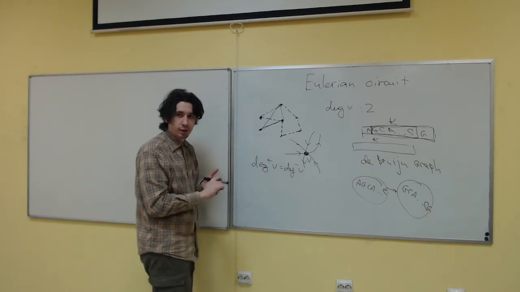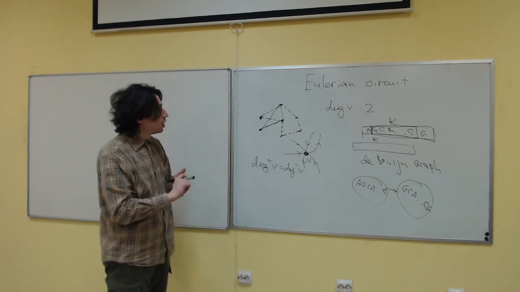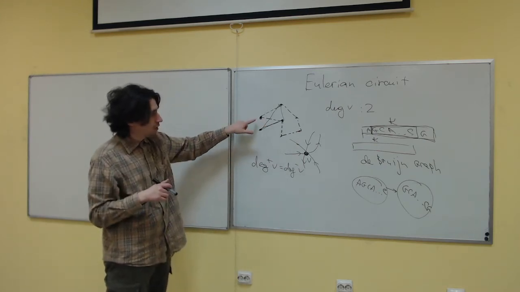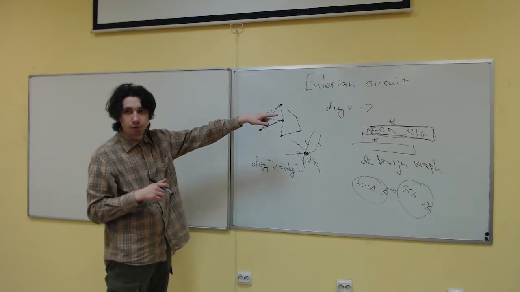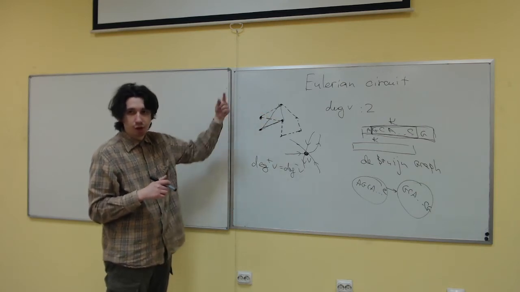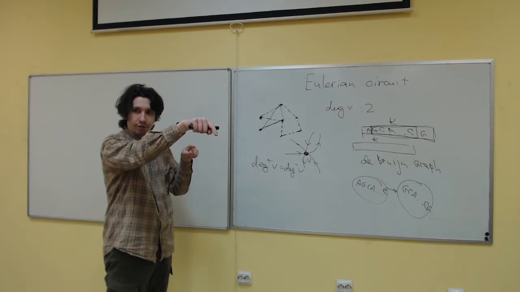That would be the simplest idea that comes to mind, because you will always get a cycle, since the degrees are divisible by 2. So for each incoming edge you have an outgoing edge.